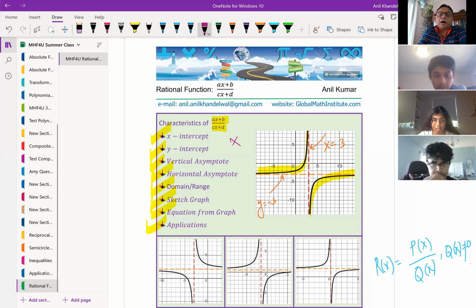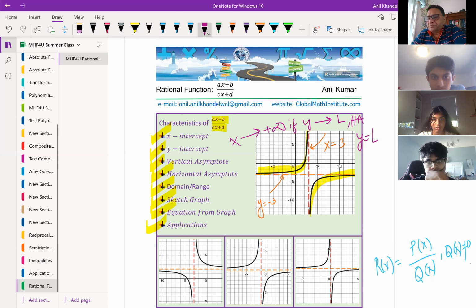As x approaches positive infinity, what does y approach? If y approaches a value, let's say L, in that case, the horizontal asymptote will be y equals to L. Do you understand? So when x approaches a very large value, in that case, what happens to the function? What is the end behavior? So horizontal asymptote actually gives you the end behavior of a function.